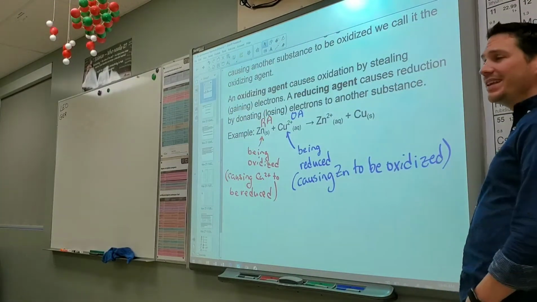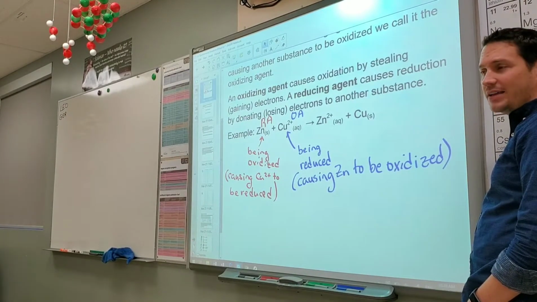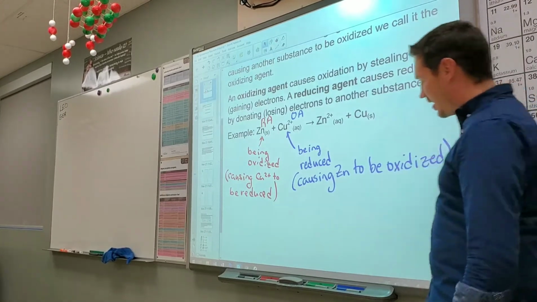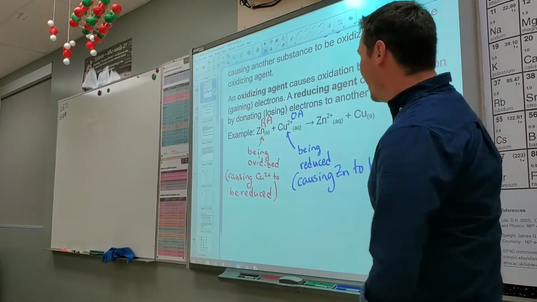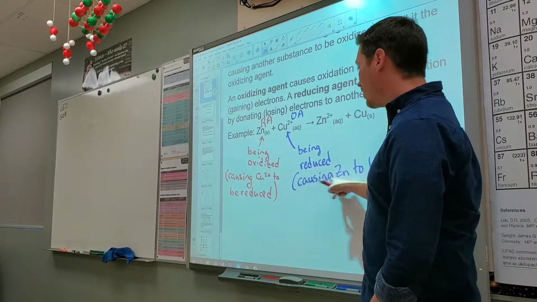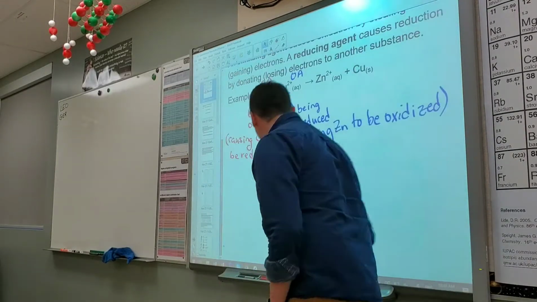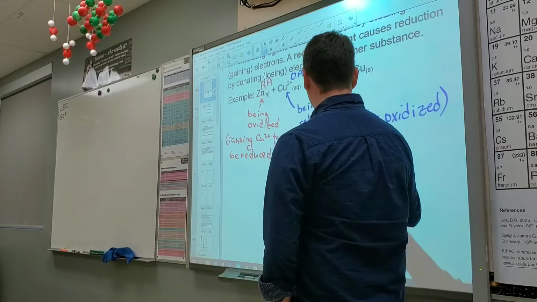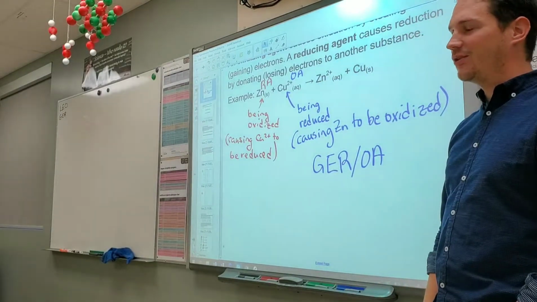Now, there's a really easy way to discriminate between these two. What does our lion say? Leo the lion says grr, right? So the thing that's gaining electrons, the thing that's being reduced, is also the oxidizing agent. So now we will amend our statement to say GEROA. That's what the lion says. GEROA. How clear is that?